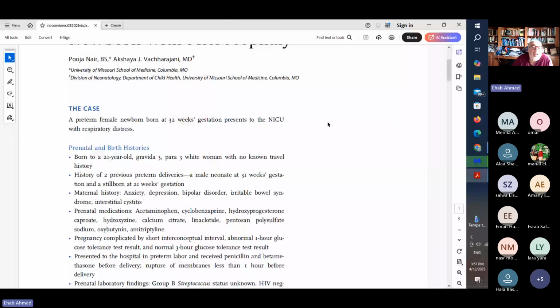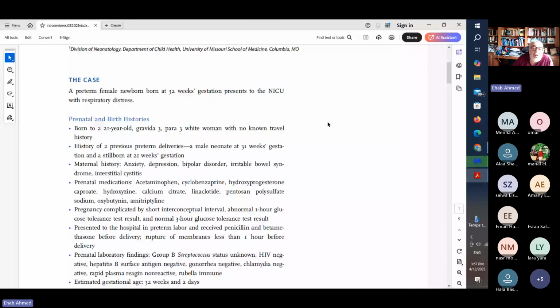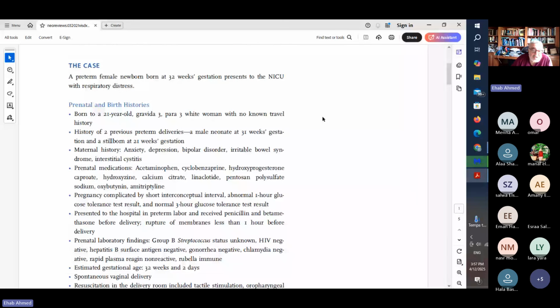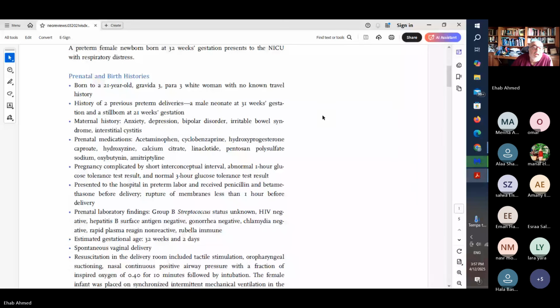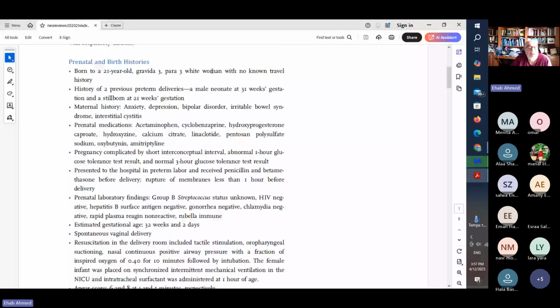Okay, the case. This is a preterm female born at 32 weeks. She came to the NICU with respiratory distress, or rather came for another reason. The prenatal history: mom is a 21-year-old, gravida 3, para 3, white. Usually they say if it's white or black, they use this terminology here. History of 2 previous preterm deliveries, a male neonate at 31 weeks and a stillborn at 21 weeks.